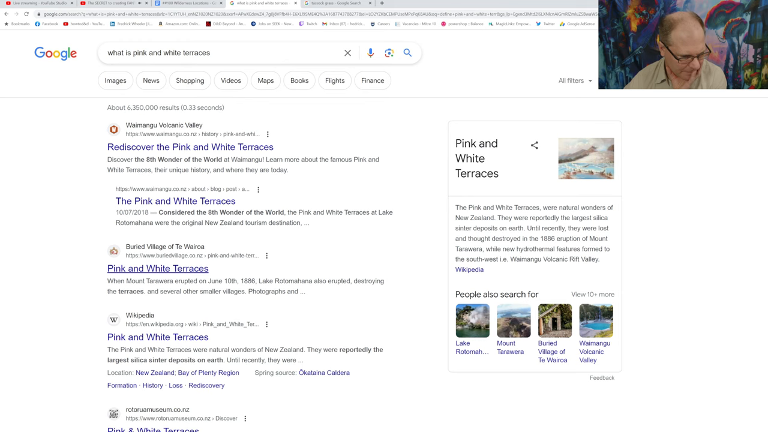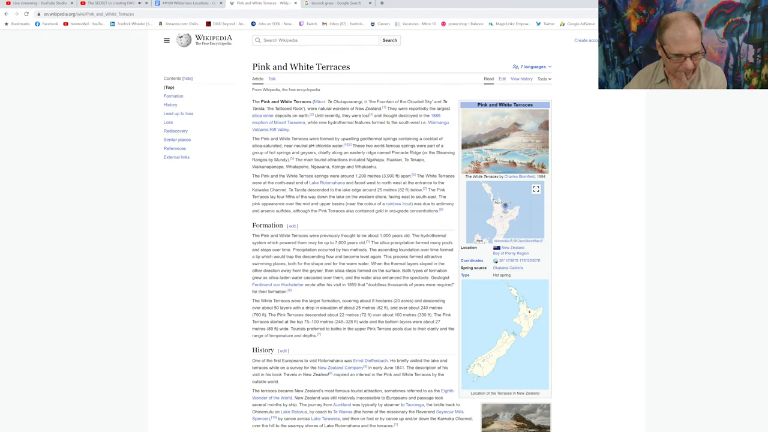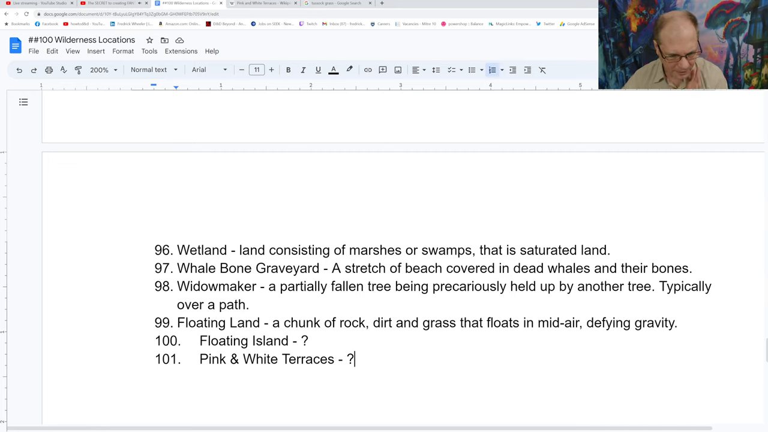Okay, so let's see. Pink and white terraces. This is something in New Zealand, and I have a thing for the pink and white terraces, so I'm including it. Copy. And let's do that.